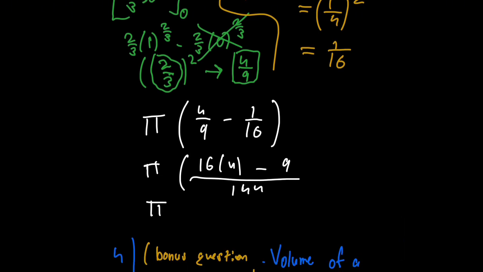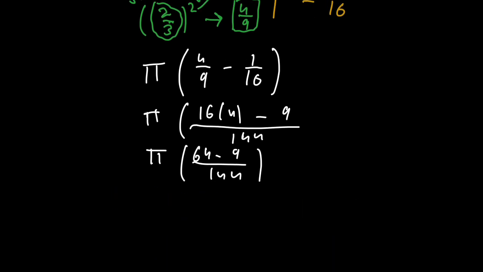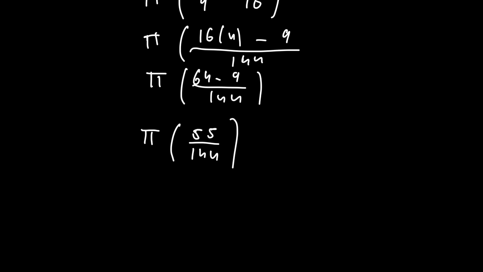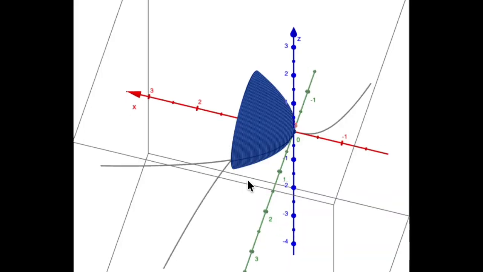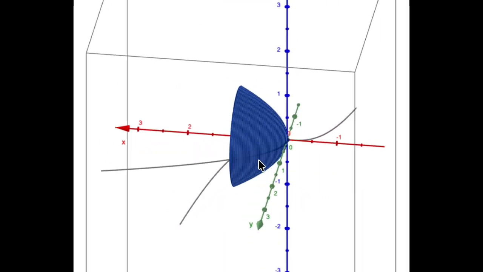So that will give us pi times 64 minus 9 divided by 144. And then we can subtract 9 from 64, so we get pi times 55 divided by 144. And I don't think we need to simplify that any further, so we can just say 55 pi divided by 144. And that right there is the volume of this little function rotated about the x-axis.